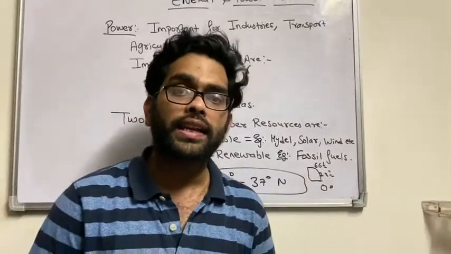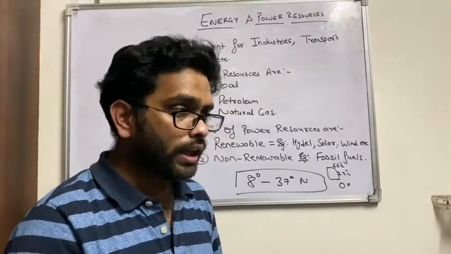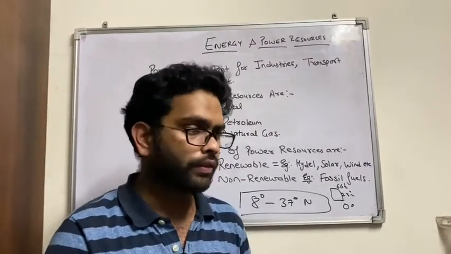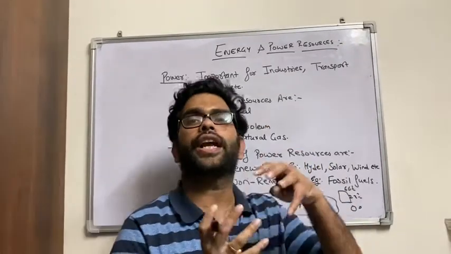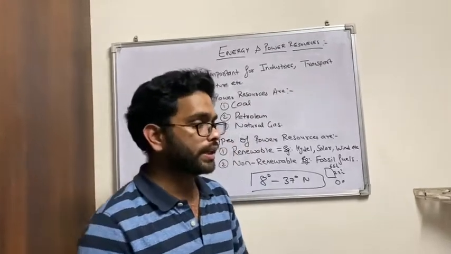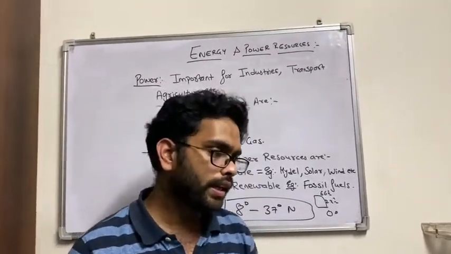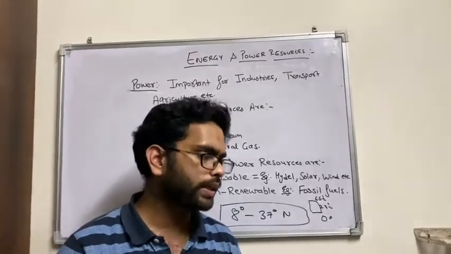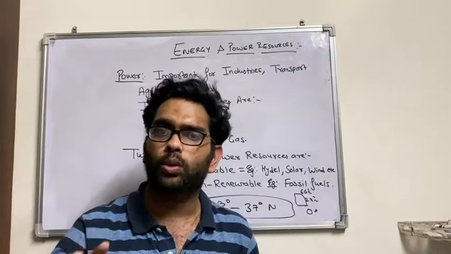India's location lies in the region of the Tropic of Cancer and the temperate zone, so it receives a great amount of sun rays. So our Prime Minister Narendra Modi, a few years back, I think in 2017 or 2018, started an initiative that is called International Solar Alliance.